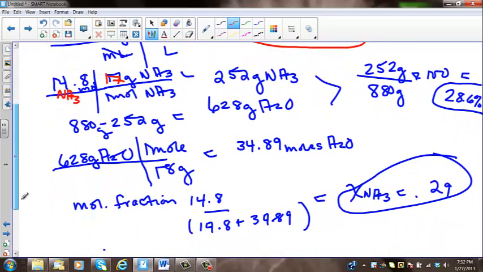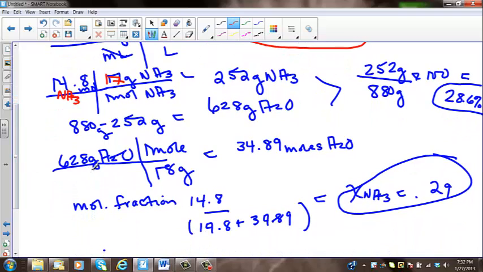And the last thing we need to find is our mole fraction. So we already know our moles of ammonia were 14.8, but we need total moles, so we need moles of water. So 628 grams, and 1 mole is 18 grams. So that gives us 34.89 moles of water. So our mole fraction is 14.8 over 14.8 plus 34.89. And that gives us a mole fraction of 0.29.